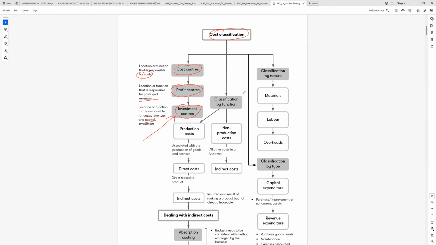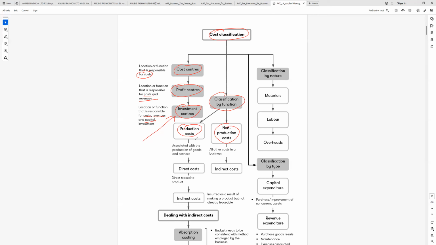On the other side, we have a classification by function. Normally, in any sort of manufacturing industry, they have two types of cost. For example, if I would like to produce something, there will be production cost and there will be some non-production cost. Sometimes the non-production cost, we call it indirect cost, and sometimes we call it overhead.